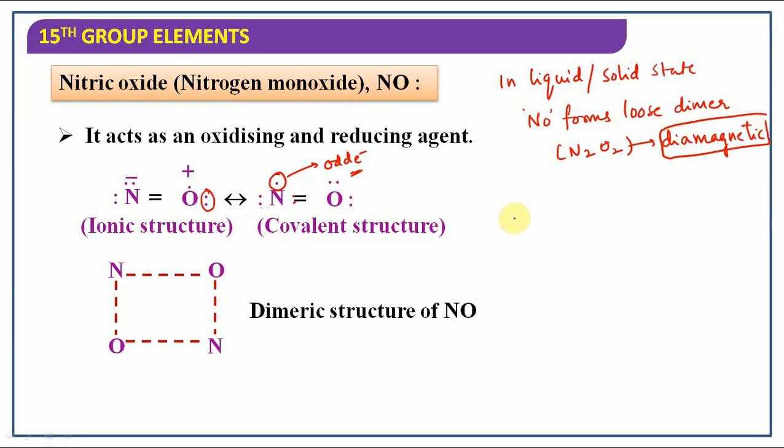It has a 2.4 angstrom bond length, and around 1.10 angstrom bond length for the NO bond. So this dimeric structure of nitric oxide is possible in liquid or solid state. NO forms a loose dimer. Hope it is clear. Very important points we are discussing, so please make a note of it. And let's talk about the next one.